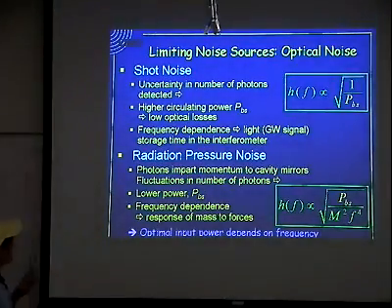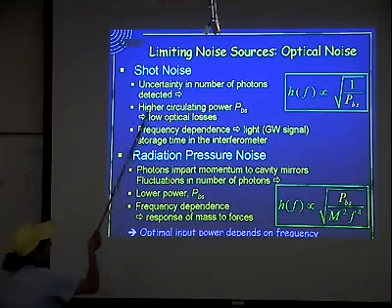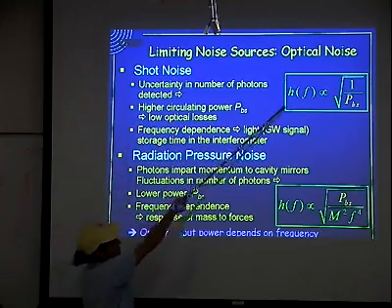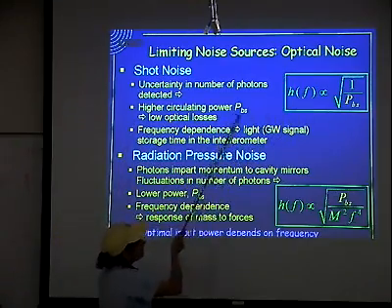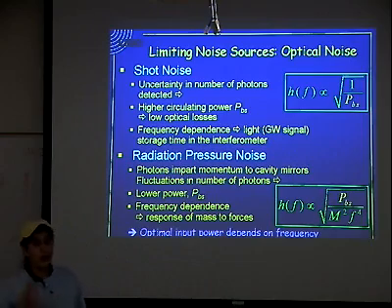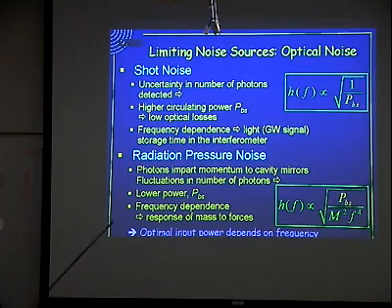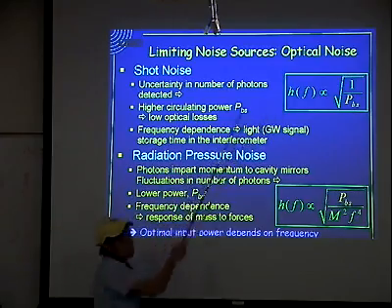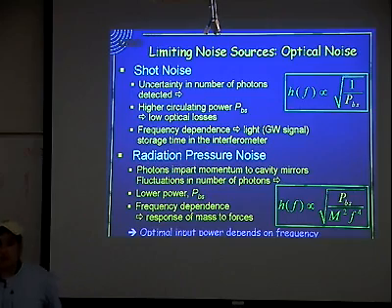So the picture we carry away then is when we think of measuring, making a position measurement, we have the shot noise, and that's always given in our case by the uncertainty in the number of photons. So our signal to noise ratio would go as 1 over the power on the beam splitter. So you turn up the power on the beam splitter, and you can make a more precise measurement of the displacement of your mirror.